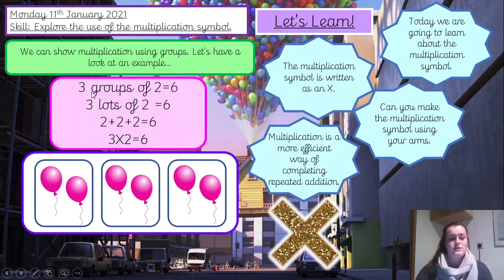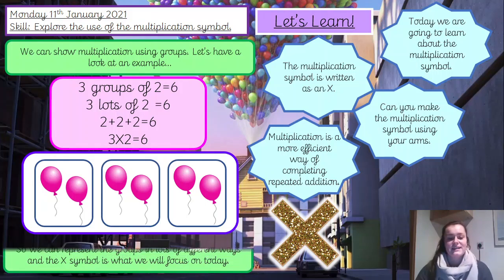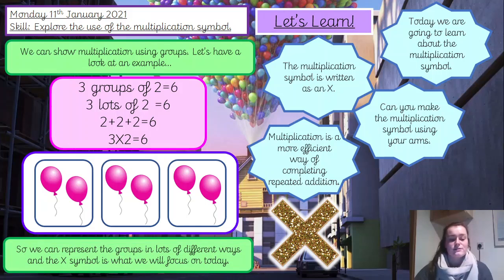3 lots of 2. For our repeated addition number sentence, we would write it as 2 add 2 add 2 equals 6. And then because we've added 3 2's together, for our multiplication we would write 3 times 2, because we've got 3 groups of 2. So it would be 3 times 2. Okay. So we can represent the groups in lots of different ways, and the multiplication symbol, the big X, is what we will be focusing on today.